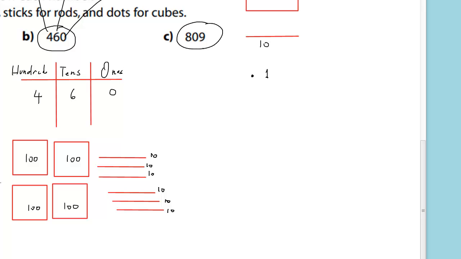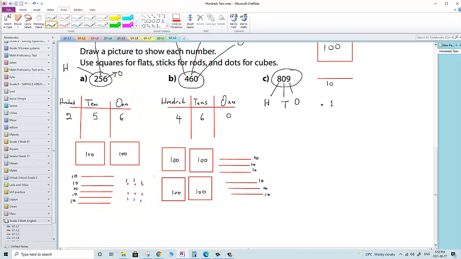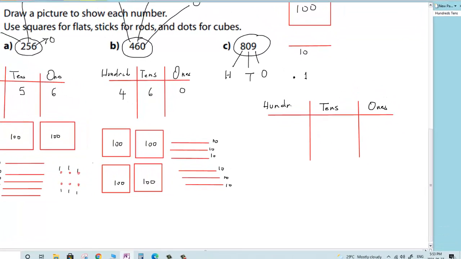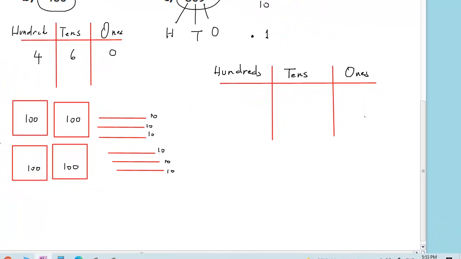Let's see the third one. I have 9 ones, 0 tens, and 800. So if I'm using my table for the 3 categories, I can have 3 columns: one column for the ones, one for the tens, one for the hundreds. So now how many ones? I have 9. How many tens? I have 0. How many hundreds? I have 8.